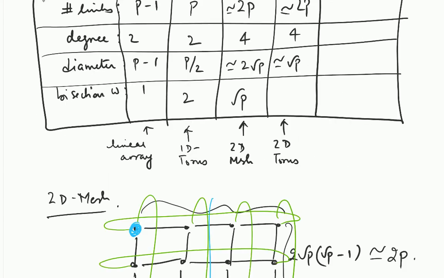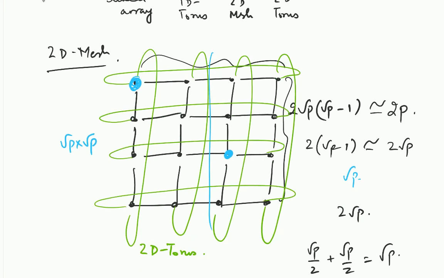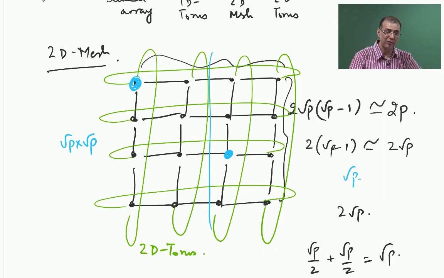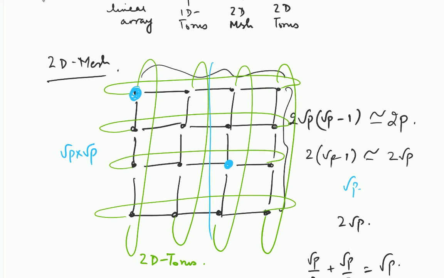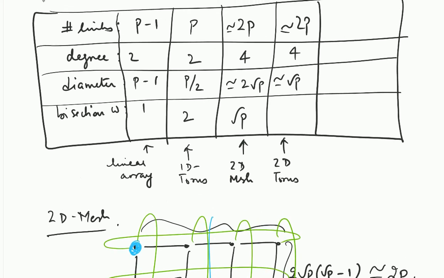What about the bisection width? Just look at this blue line, right? 2 root p. Now you are having to cut double the number of links. Earlier you were cutting one link in each row, now you have to cut the wraparound link also, okay? So you have to cut twice the number of links. Good. Again, similar to what we saw when we converted a linear array to a 1D torus, the same thing happens over here. Your diameter becomes half and your bisection width doubles. Okay?